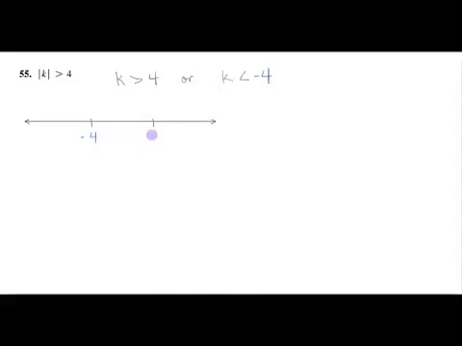Again, we'll graph our -4 and 4, and k is greater than 4 or k is less than -4. And we put parentheses on those. In interval notation, we'll have -infinity to -4, union 4 to infinity. That union symbol just symbolizes the word or.